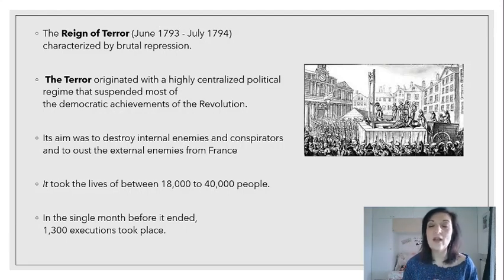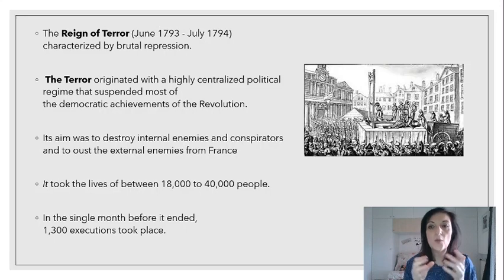the democratic achievements of the revolution. And the terror, with its leaders, wanted to destroy the conspirators, the internal enemies, and also the external enemies of France. Think, for example, of one thing: between June 1793 and July 1794, the Reign of Terror took the lives of between 18,000 and 40,000 people. They were condemned to death.